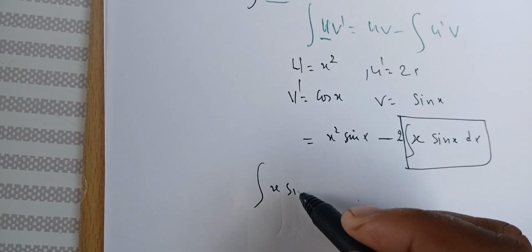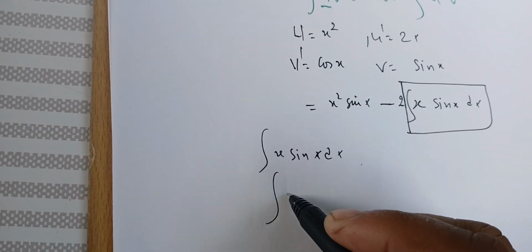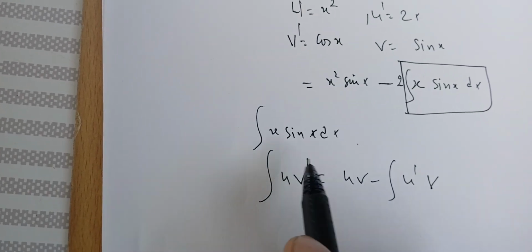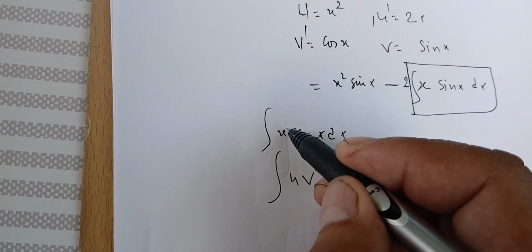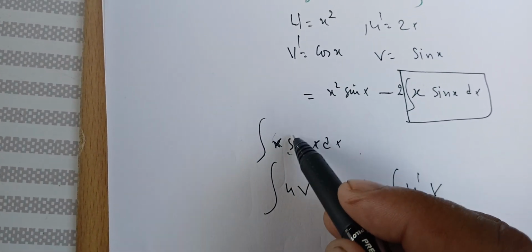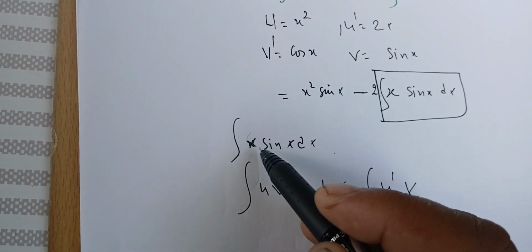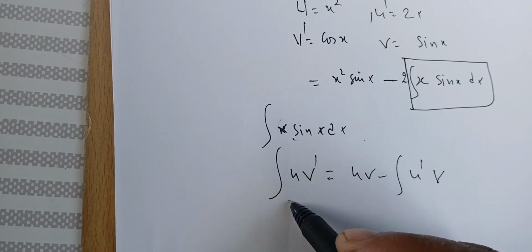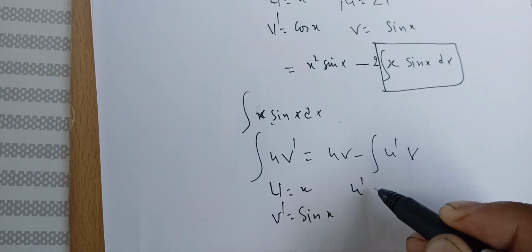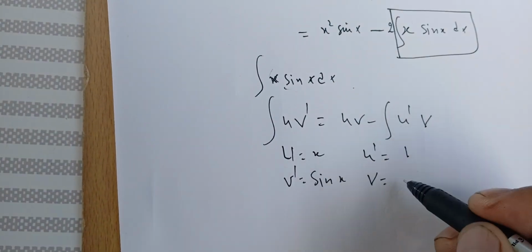If I have x sine x dx, when I use integration by parts like this, uv prime, uv minus u prime v, my aim is to choose the function that will help me get rid of this power here. Because if I get into sine or cosine, I know how to integrate. But with these powers, the task is difficult. So my option here is to choose u as x and v prime as sine x. And therefore, I have u prime is 1 and v is minus cosine x.